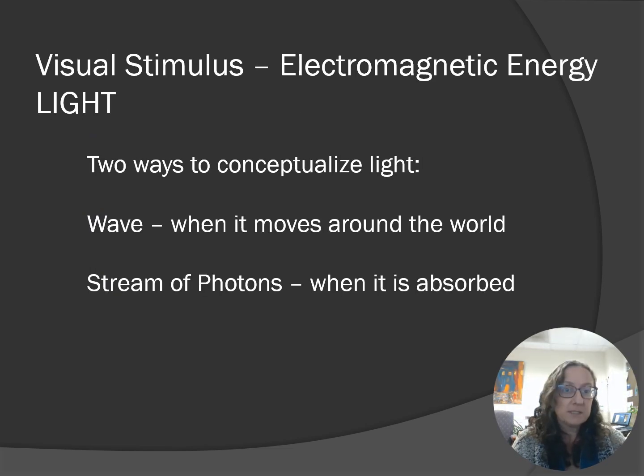There are two ways to conceptualize light or the electromagnetic spectrum. One, as a wave as it is moving through the world, and we will have to talk about it that way since we'll talk about different wavelengths and what that means for our perception of color. And two, as a stream of photons. So it is made up of these photons, and we need to talk about it that way as well, because when it is absorbed by those little retinal molecules in the sensory receptors, they are absorbing photons of light.